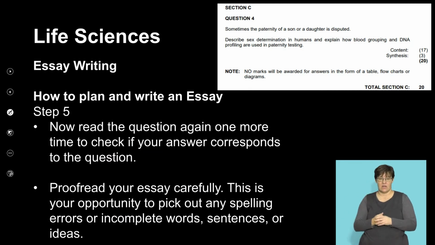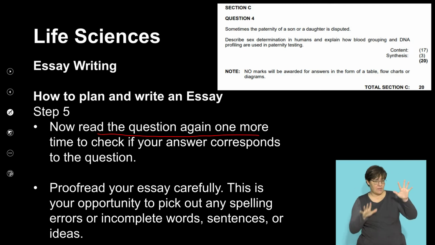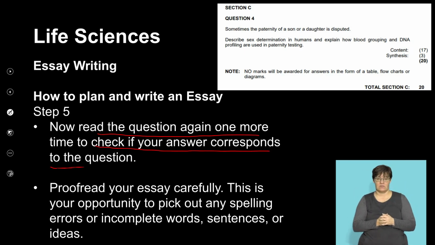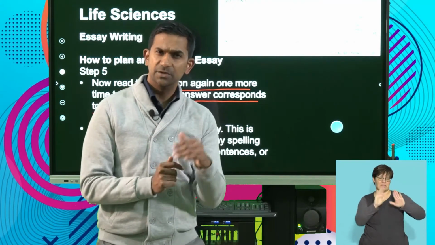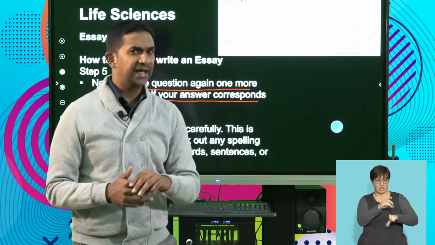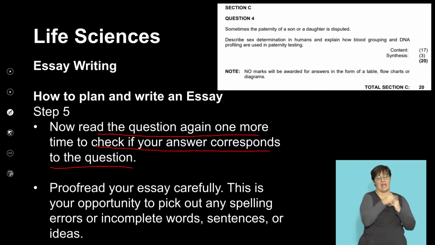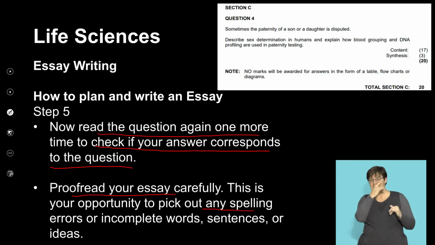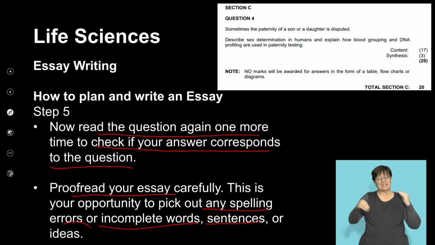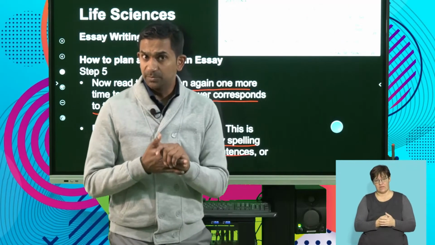Finally, you read the question again one more time and check if the answer corresponds to the question. As you do that, it gives you a context to what you've left out, what you've missed out. Often try and leave some space between paragraphs so that you can go in and add some more information. Proofread your essay carefully. This is the opportunity for you to pick out spelling mistakes, incomplete words, sentences, or ideas. And that often is linked to the time that you have in completing this essay.